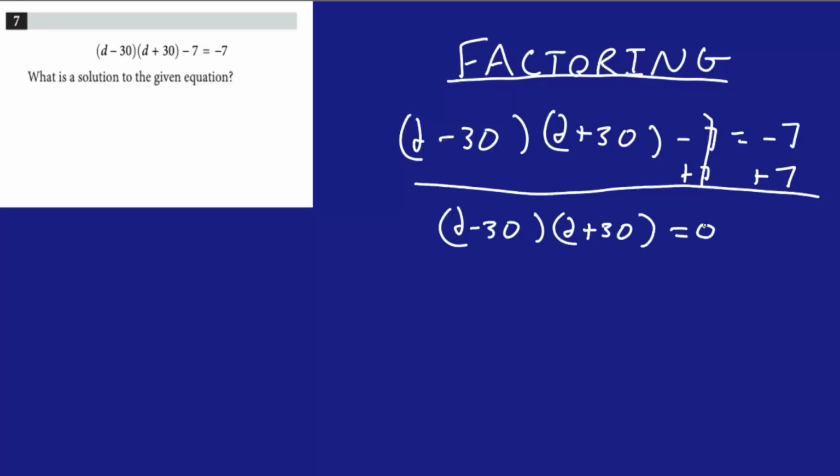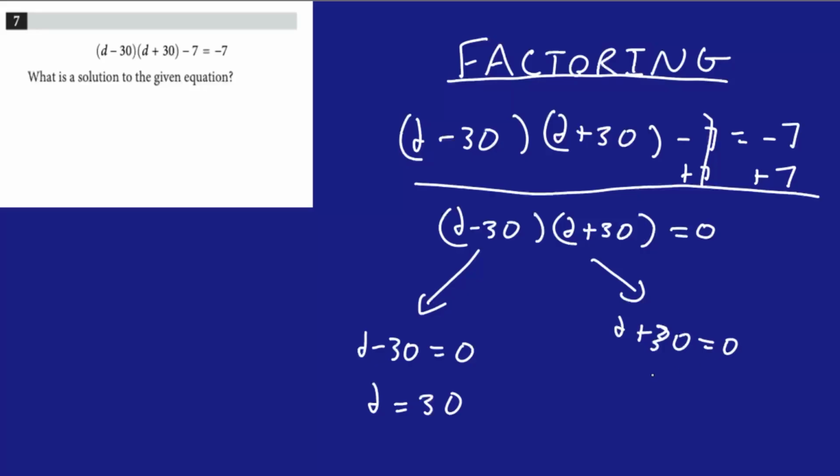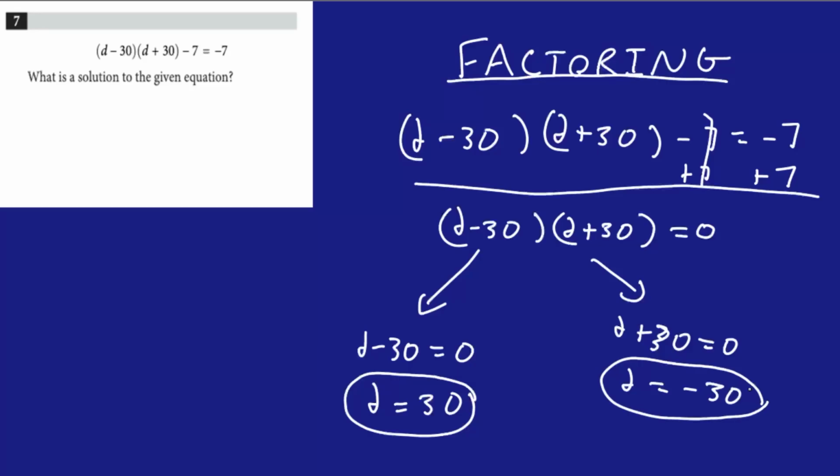And now what you have to recognize is this is really just a quadratic in factored form already. They were nice enough to factor it for us, honestly. And when you have that and it equals 0, you can just split each factor up and set it equal to 0. So when you solve for that, you'll get d equals 30. And when you solve for this one, you get d plus 30 equals 0, d equals negative 30. So this question is an open-ended one, so you can answer either 30 or negative 30. So it may look intimidating, but this one is really not that bad.